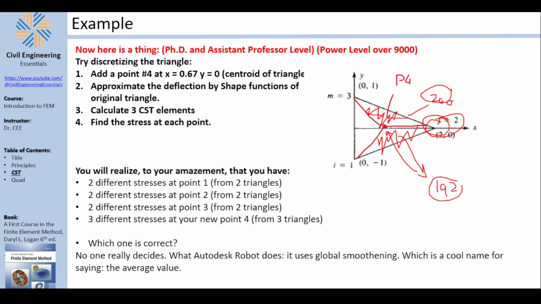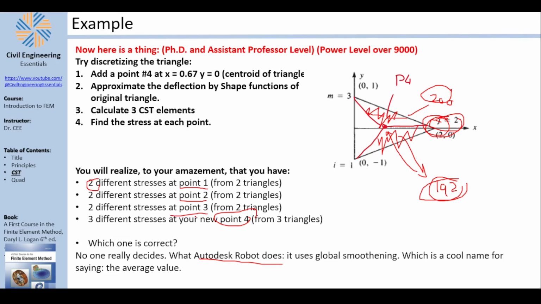We come up as scientists with different versions of how to deal with it. One of them is called global smoothing or smoothening. This is what Autodesk Robot does. Basically, point 2 has a stress of 200 from one triangle and a stress of 192 from the other triangle. So why not just find the average value? 200 plus 192 divided by 2 equals 196 or something. So the average could be calculated. Now, for point 1, you have 2 stress values. For point 2, you have 2 stress values. For point 3, you have 2 stress values. And for your amazement, for point 4, you have 3 stress values because there are 3 triangles.